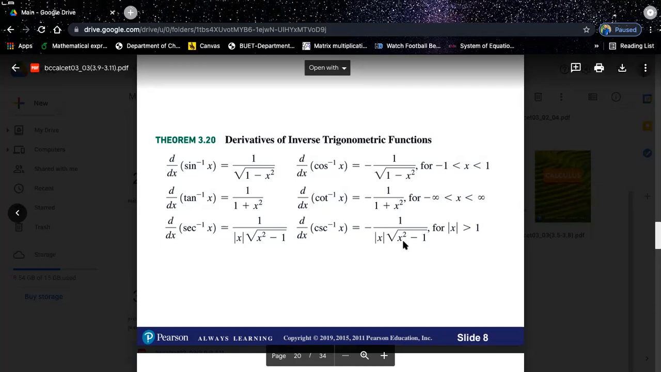All right, let me show you one example of it, and then I'll give you one or two problems. What if I say I have to find the derivative of arctangent of x over y? Let's try this one.